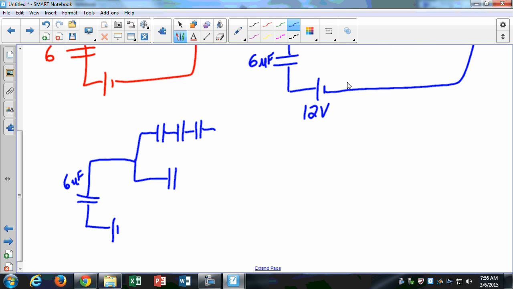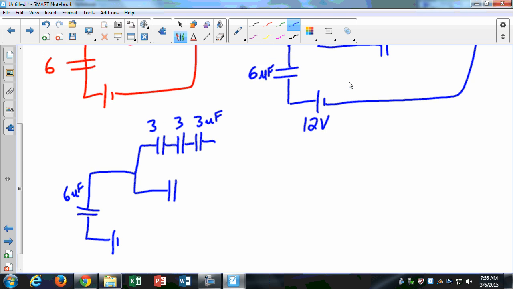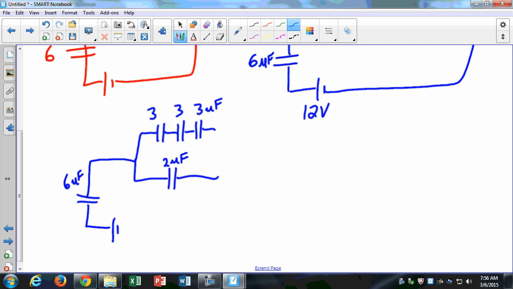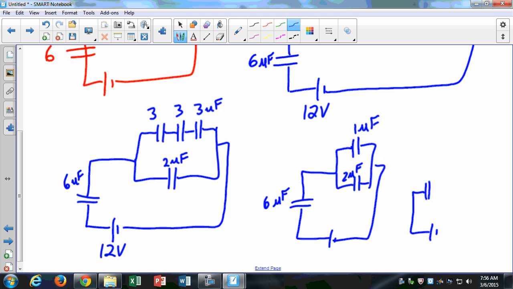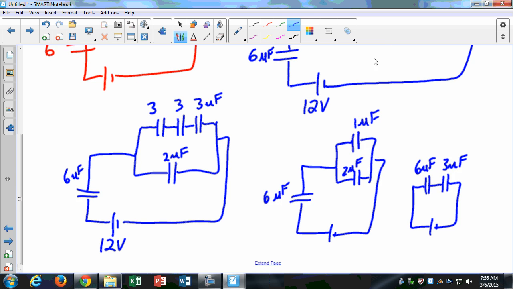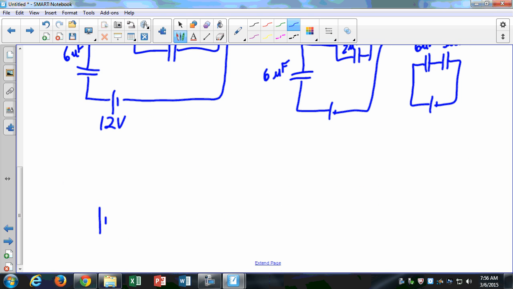All right, so this is 6, 3, 3, and 3 microfarads, 2 microfarads, 12 volts. Six microfarads, and then I'm left with a 6 and a 3. And then I'm left with a 2 in the very end. So my equivalent capacitance here is 2 microfarads on 12 volts. All right. On this 2 microfarad capacitor, I'm going to have 24 microcoulombs.